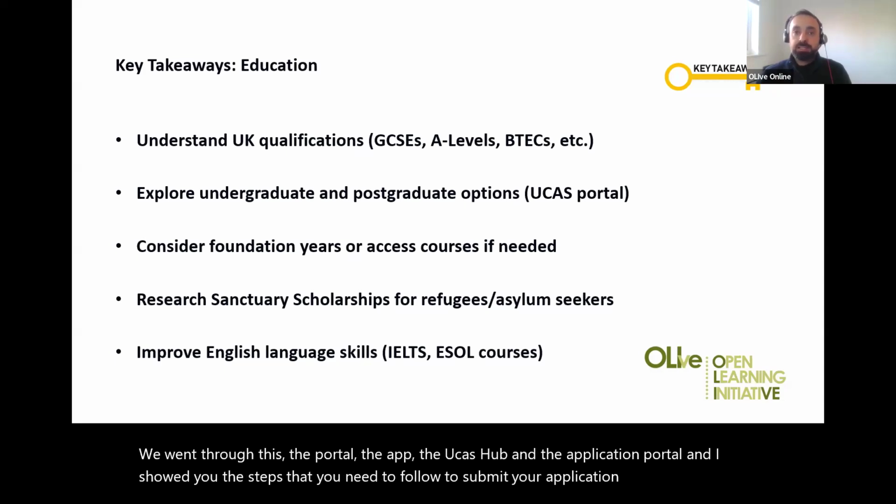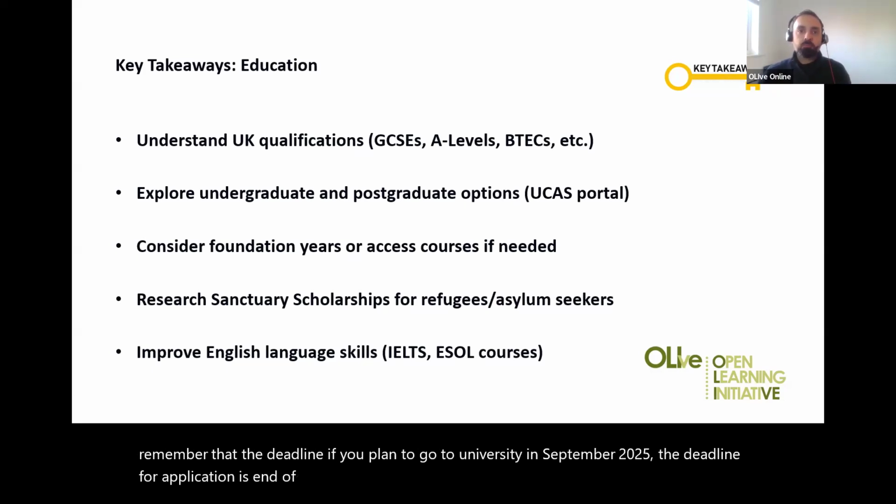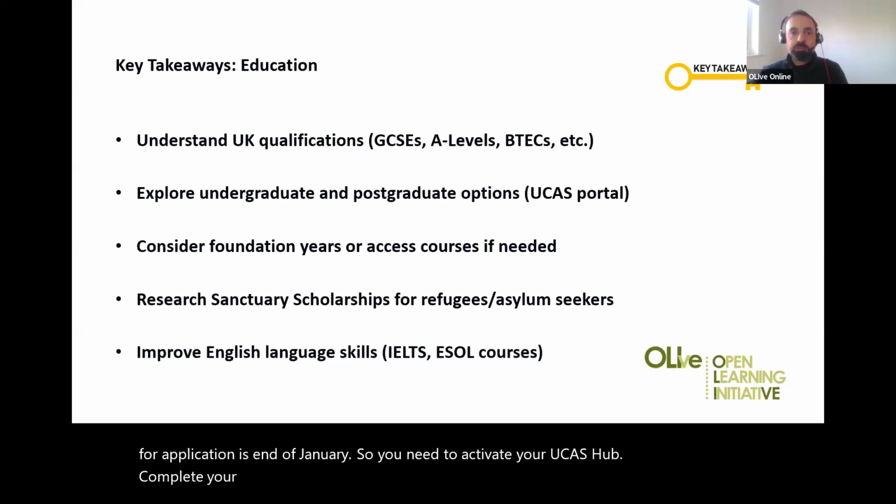Probably you remember that if you plan to go to university in September 2025, the deadline for application is the end of January. So you need to activate your UCAS hub, complete your application, and submit it before the end of January to be considered for a university offer.